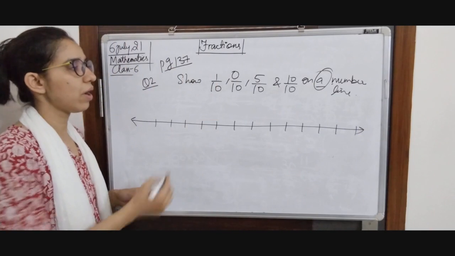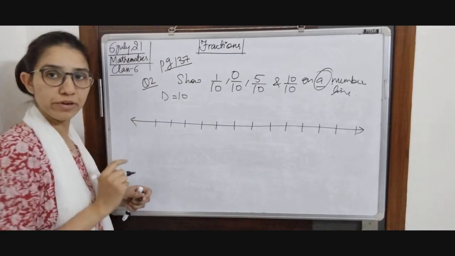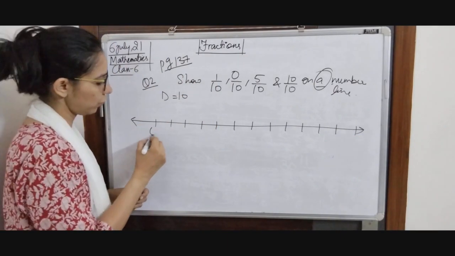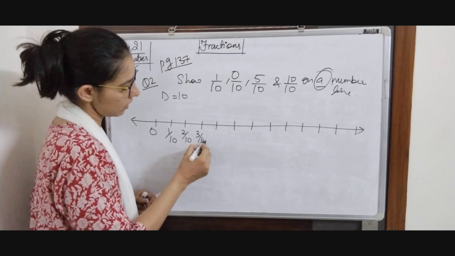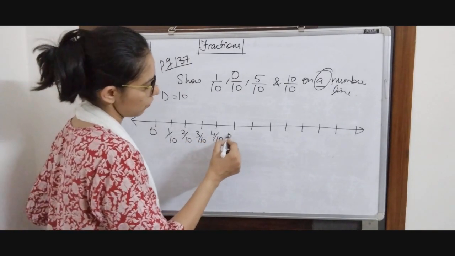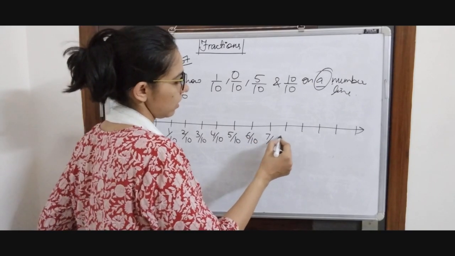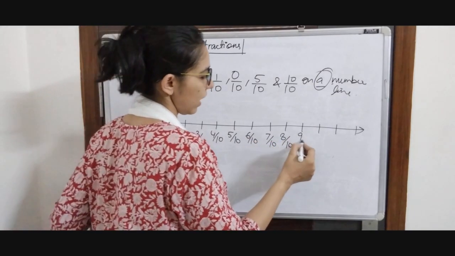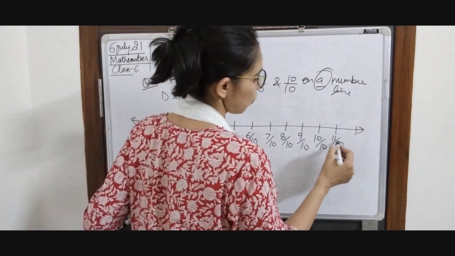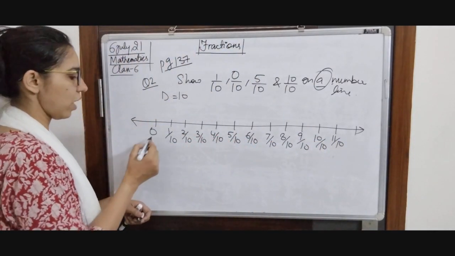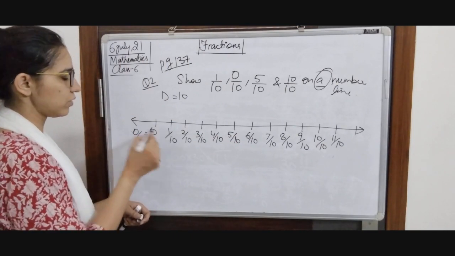Now the denominator is 10. It means each part will represent 1 by 10. So this is 0, this is 1 by 10, this is 2 by 10, this is 3 by 10, this is 4 by 10, 5 by 10, 6 by 10, 7 by 10, 8 by 10, 9 by 10, 10 by 10, 11 by 10 and so on. And this is 0, and you can write 0 as 0 by 10 also. 0 by 10 is going to be 0.